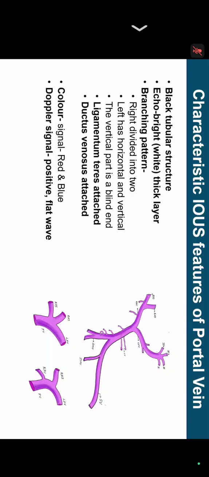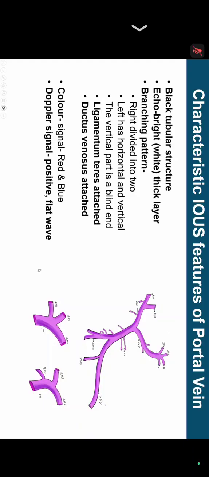You can also identify the portal vein based on the branching pattern, because the right divides into two, and the left has a horizontal extrahepatic portion and a vertical portion. The vertical portion ends in the umbilical fissure, and the blind end is attached to the ligamentum teres. The junction of the horizontal with the vertical portion will be the ligamentum venosum, or ductus venosus. Then you press the button color C, which will give you the red and blue signal. But the most important feature is the Doppler pattern, that is positive and flat.